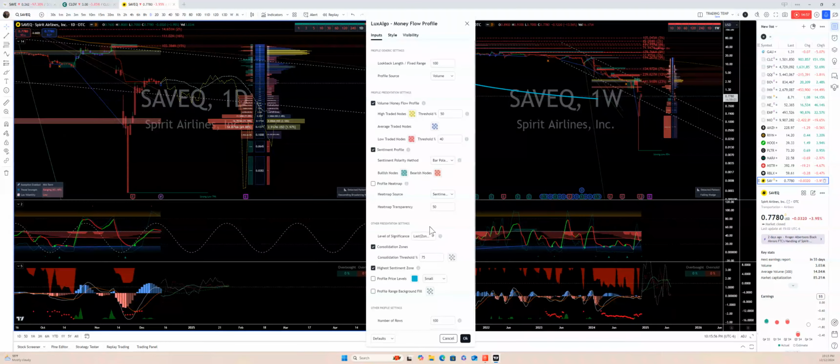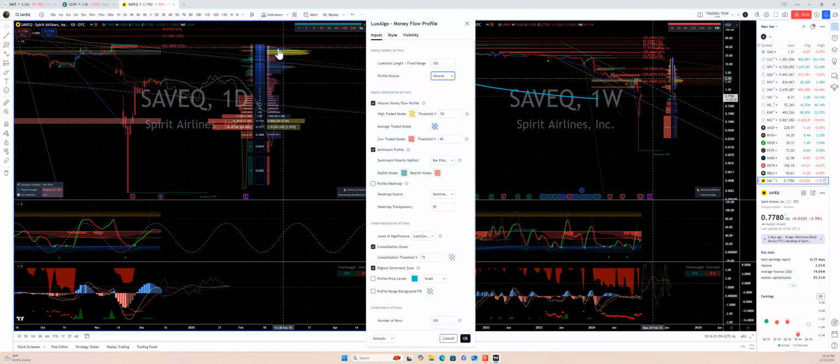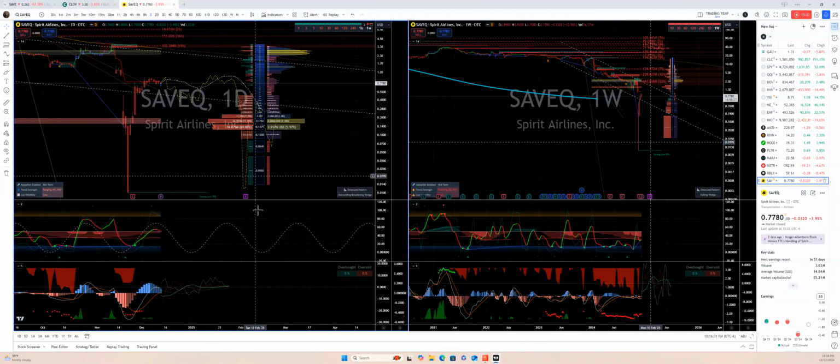Let me make sure I got this right. Selling pressure. Okay, volume and money flow. So there was a lot of money flow right here, a lot of selling going on right here. Looks like there was buying here and selling there. The yellow indicates high volume, the blue indicates average volume, and the red indicates hardly any volume. So that's what it indicates.